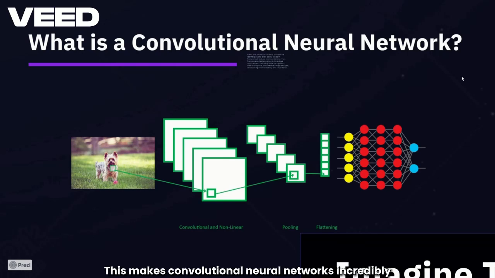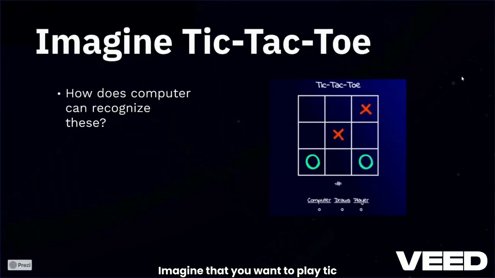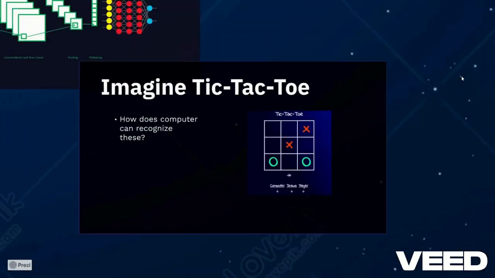This makes convolutional neural networks incredibly effective for tasks like object detection, face recognition, scene understanding, self-driving cars, and also medical image analysis. Imagine that you want to play a tic-tac-toe game on your computer online. The computer needs to recognize handwritten numbers, and here CNNs make sense.